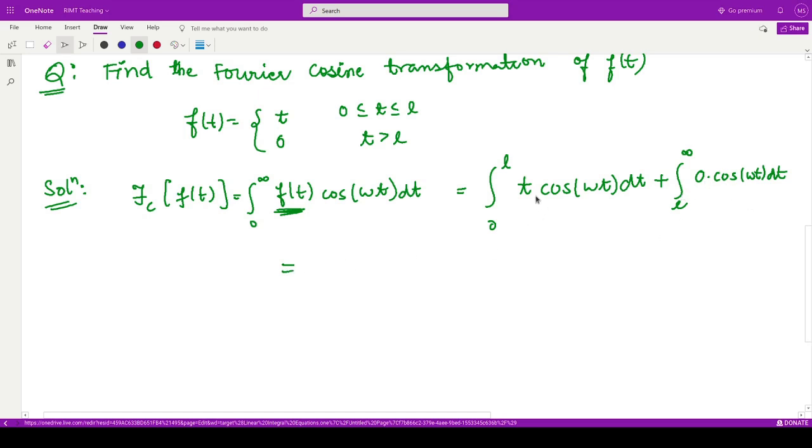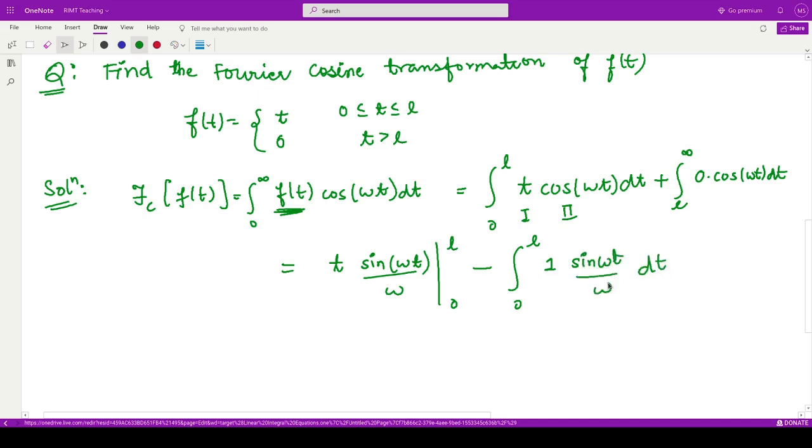So here we will perform the integration. This is the first term and this is the second term. Taking the first term as such, the integration of the second would be sine omega t divided by omega, and we will substitute the limits from 0 to L, minus integration from 0 to L of the derivative of the first term, that is 1, times the integration of the second term, that is sine omega t divided by omega, dt. So when you substitute L here, it would be L divided by omega into sine omega L, and when you substitute 0 here, it would be 0.